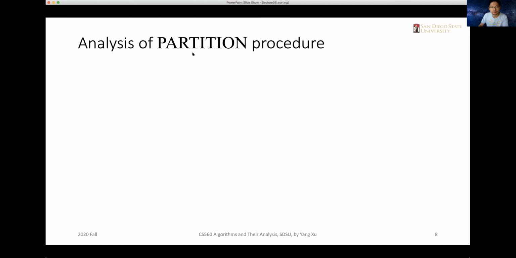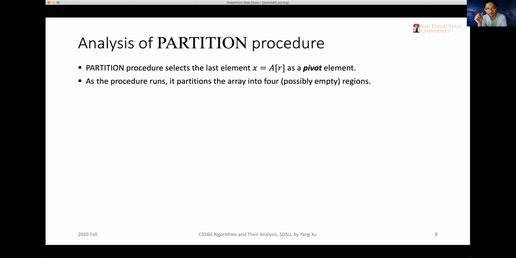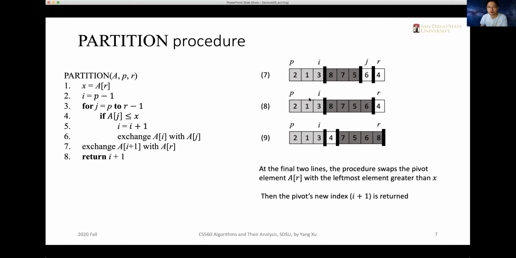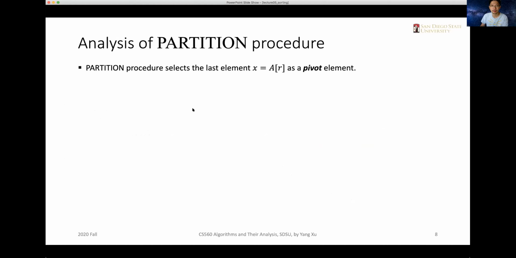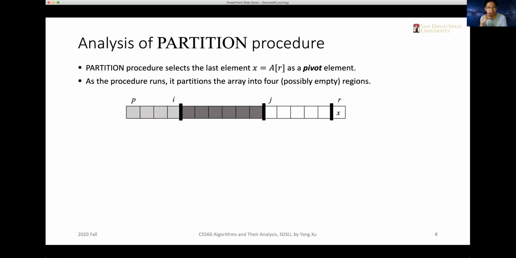Okay, so that's partition done, and let's analyze the procedure a little bit. As I said, we select the last element as a pivot. Basically we colored the regions into the light shadow area, the dark shadow area, and the white area, right? We are actually using this pivot to partition the array into 4 regions if we also count the pivot on its own as a region. Everything in the light shadowed area are the elements that are smaller than the pivot.